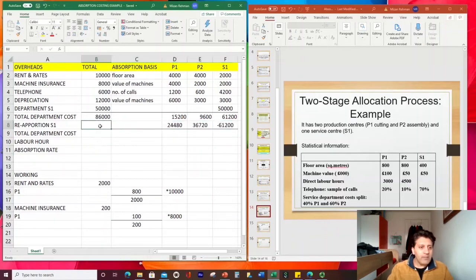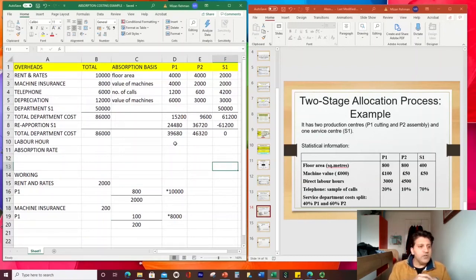Let's see. Nothing happened there, no impact there. It would not take it, so let's just leave it there. 86,000. And now the actual plus S1. See, I put the formula there, and S1 has nothing left in it, and that's what it should be. So now we have allocated all of the factory costs to the two departments.